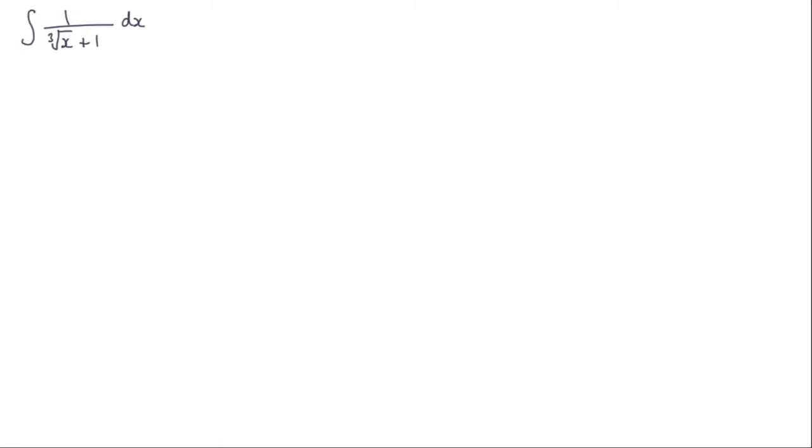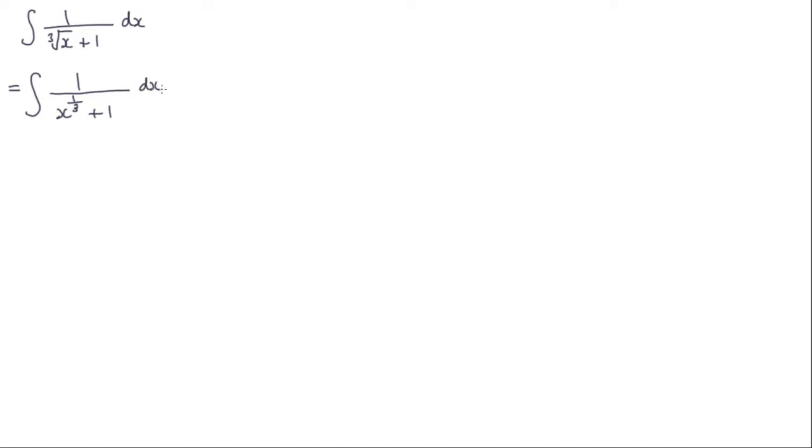In this lesson, we're asked to integrate 1 over the cubed root of x plus 1 with respect to x. Now, the first thing I want to do is to look at this cubed root of x term and write that in index form. In other words, what I'll have is the integral of 1 over x to the power of 1 over 3 plus 1 with respect to x, since the cubed root of x can be written as x to the power of 1 over 3.